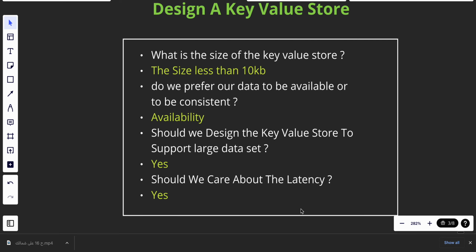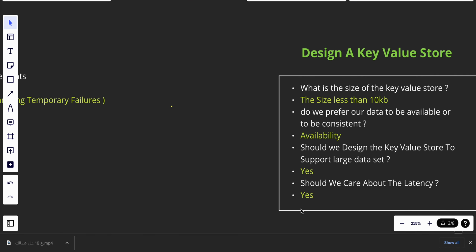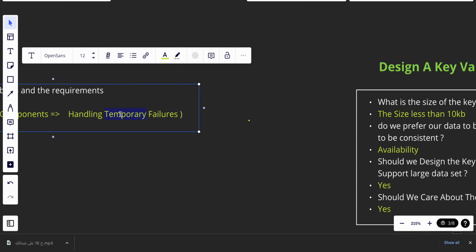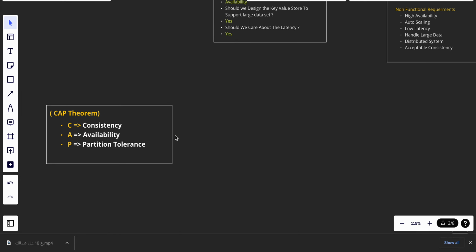Key value store. Today we will talk about how to handle the permanent failures. In the previous episode, we talked about how to handle the temporary failures and how the gossip protocol is a good solution for them. Today we are going to talk about the permanent failures and what permanent failures look like.